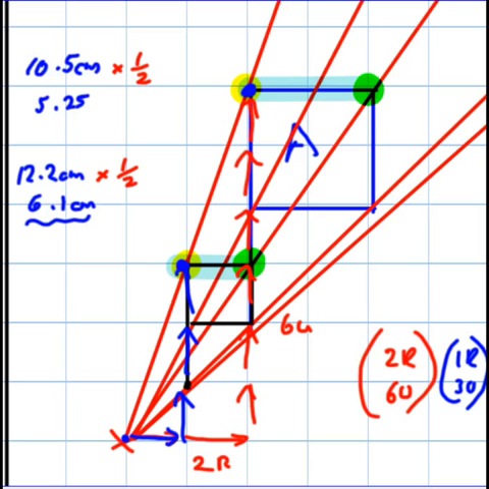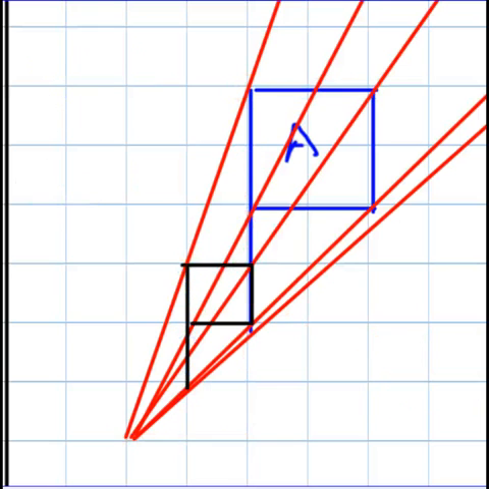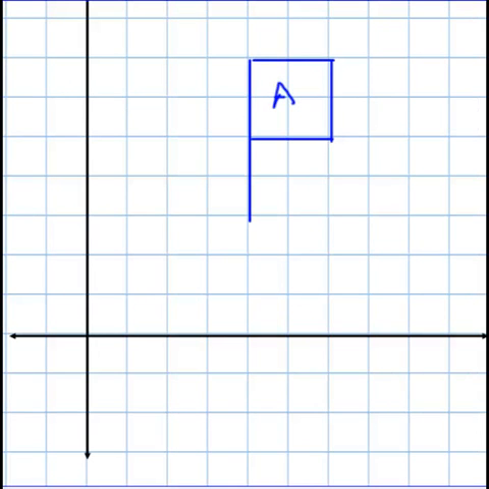And the other key thing to realise is that, look, if the original flag was 4 squares high, with the banner 2 squares by 2 squares, then if you halve it, it's going to be 2 squares high, with the banner being 1 square across and 1 square high. Okay, now let's just clear all this. Let's look now at negative enlargement.